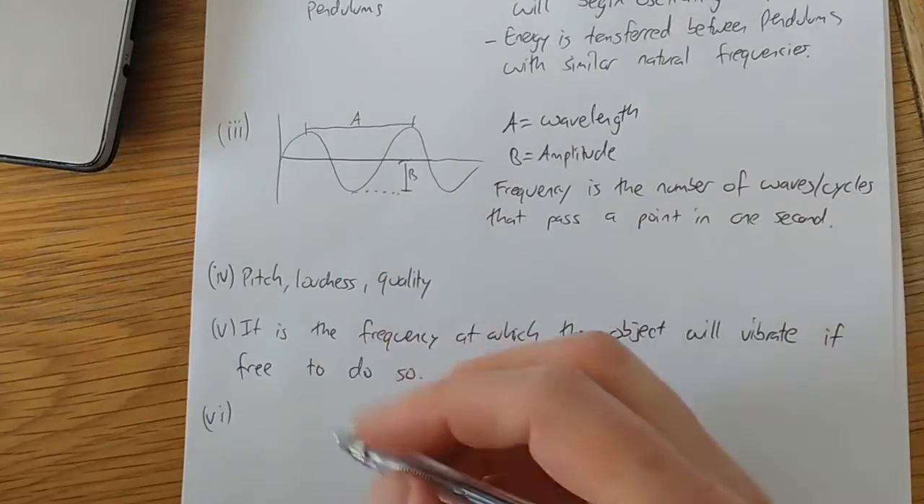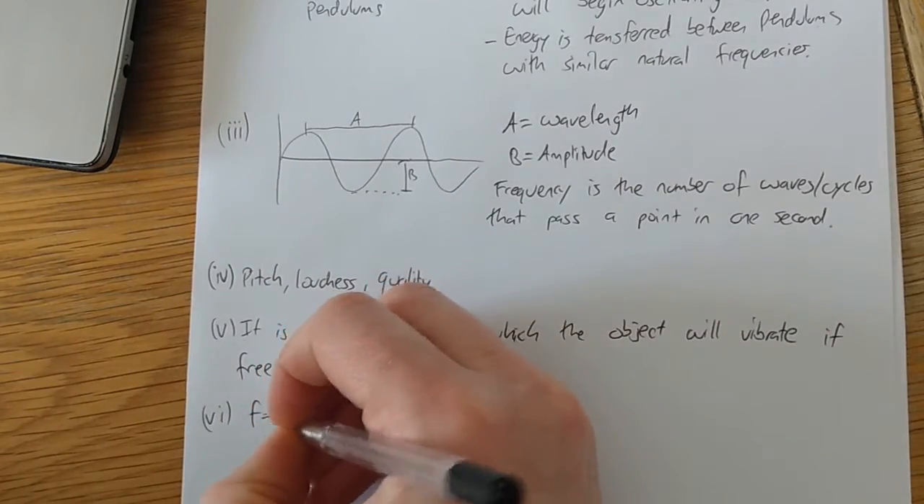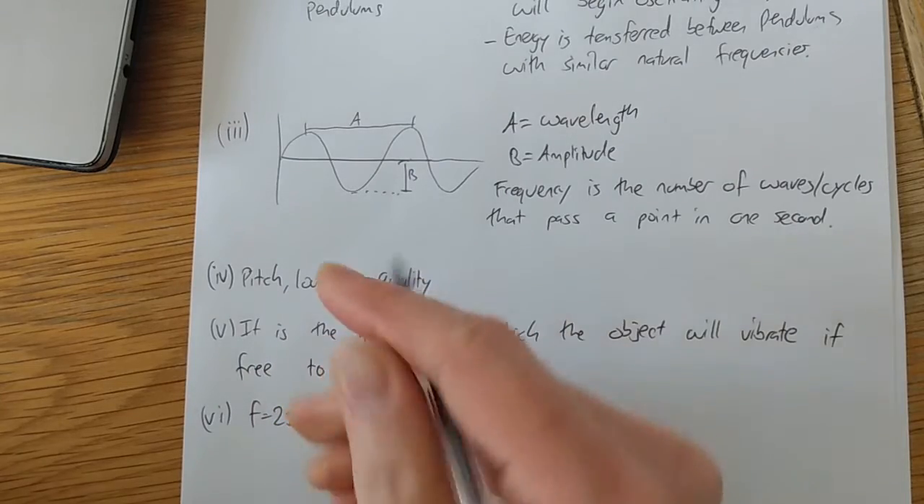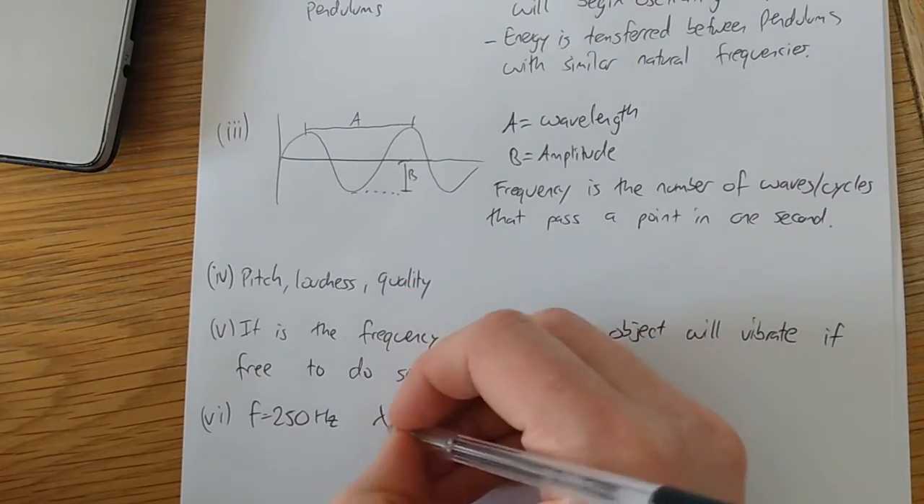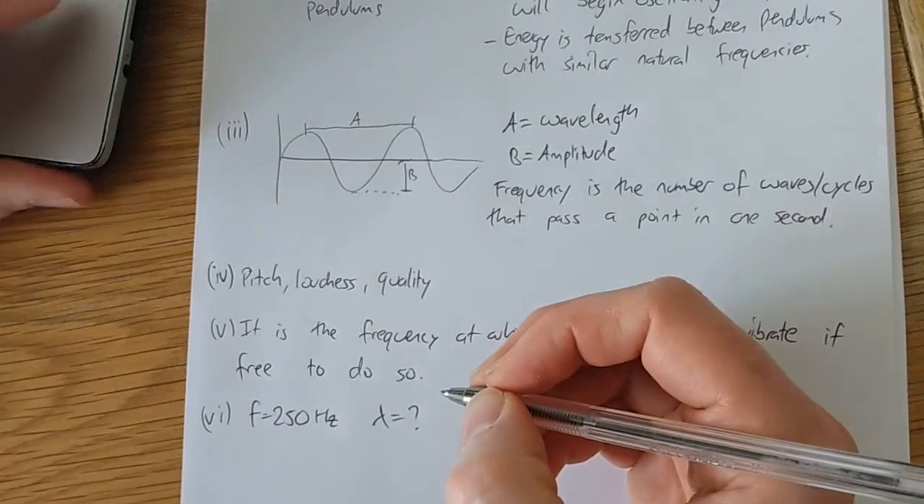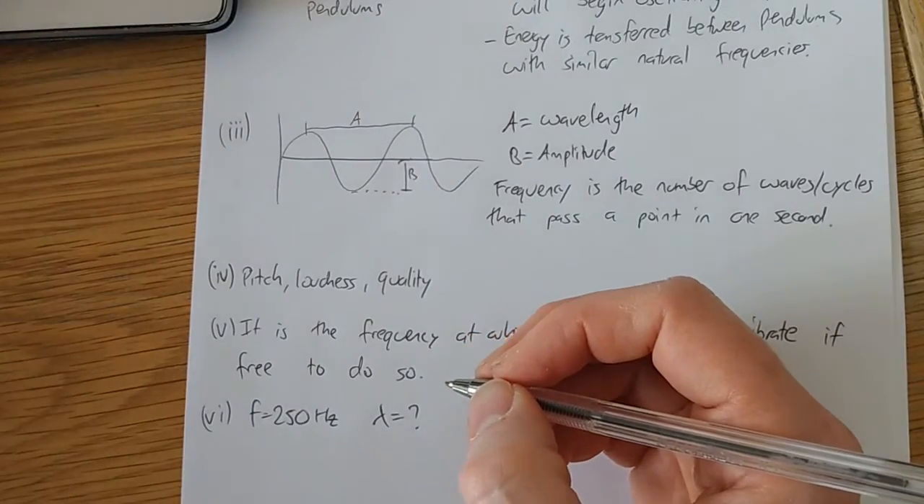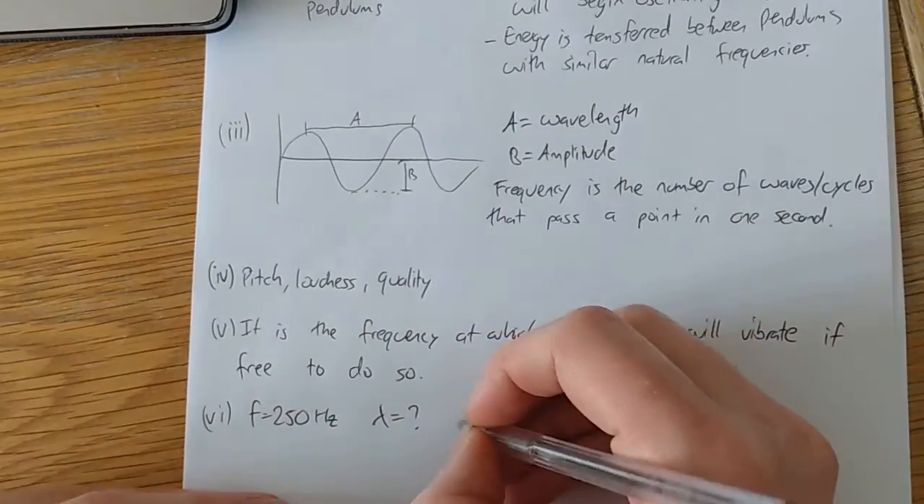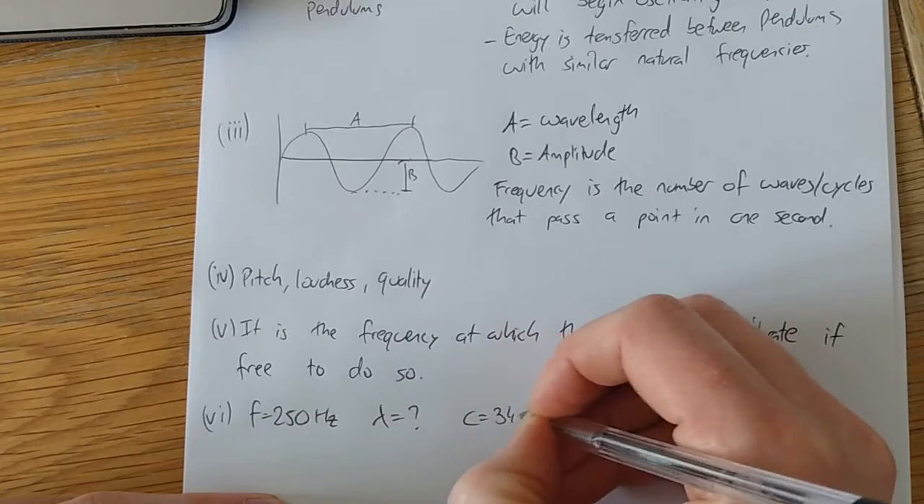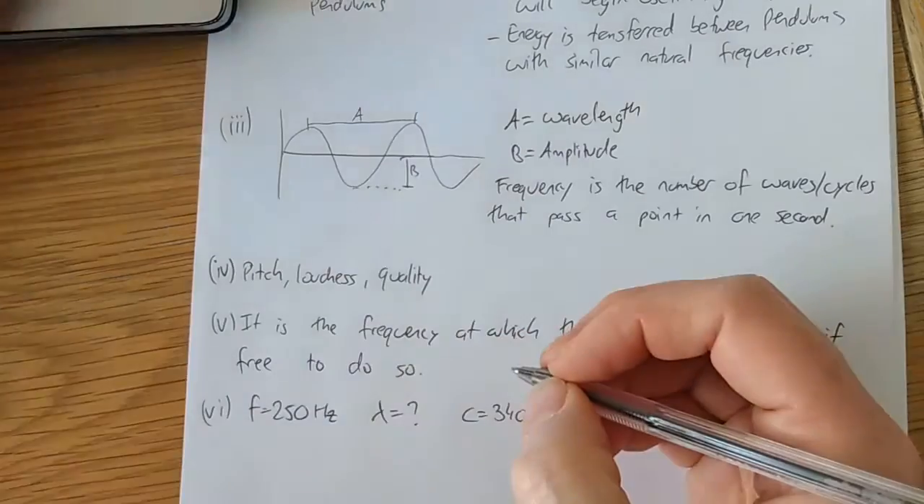The natural frequency of a string is 250 hertz. Write down what we know. Calculate the wavelength of the sound produced. Okay, and we're told that the speed of sound in air is 340 meters per second.